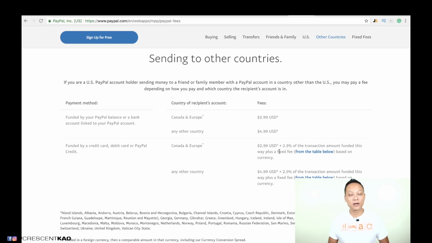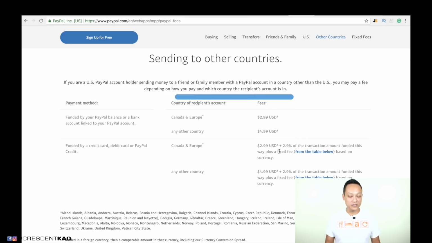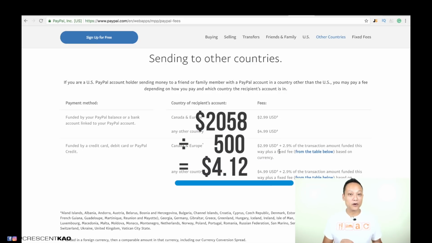That's what you're gonna pay your supplier. And then, of course, there's the 2.9% PayPal fee, which comes out to $58. 2,000 times 2.9% is $58, so your total amount is $2,058. Now, if we take that and divide it by 500 units, we get a total of $4.12 per unit. Okay, so let's use those numbers in our example.